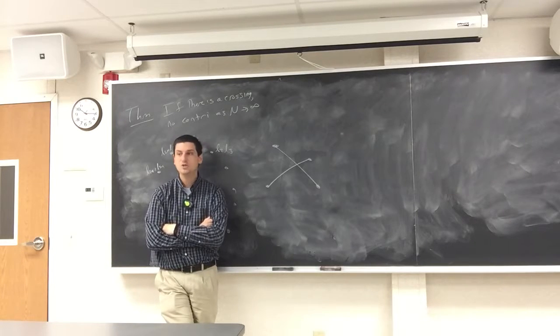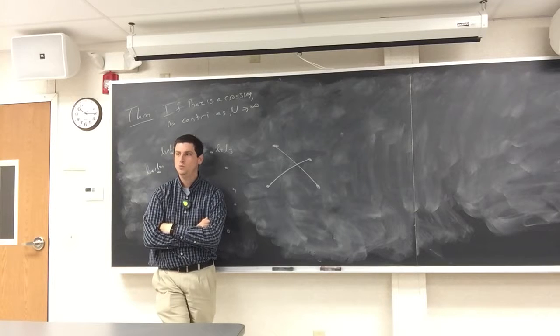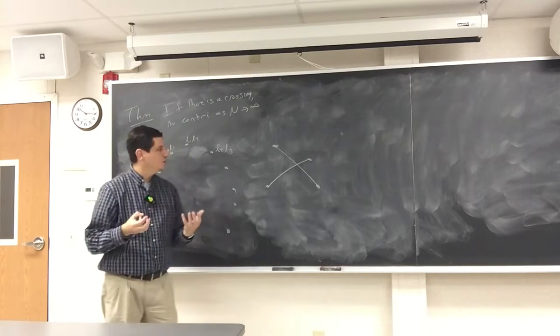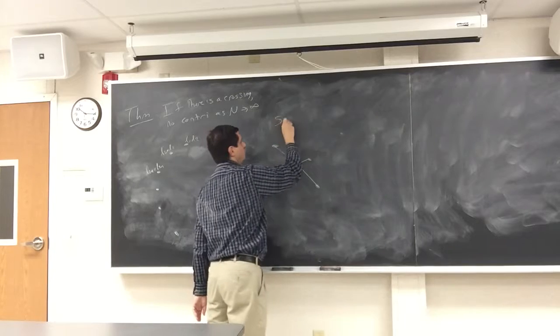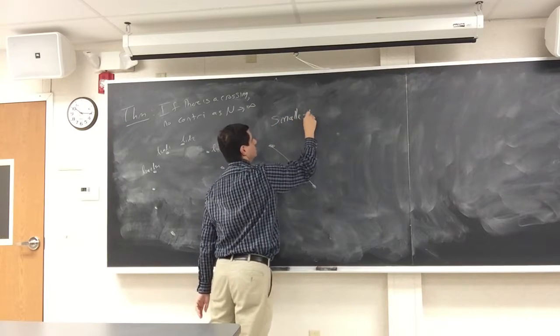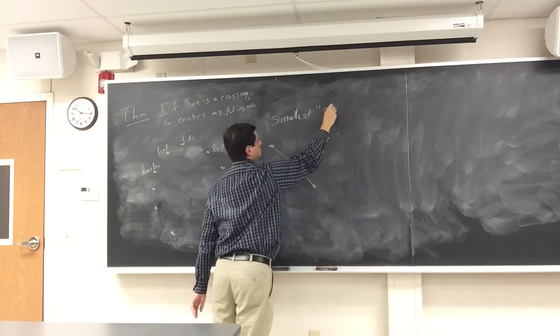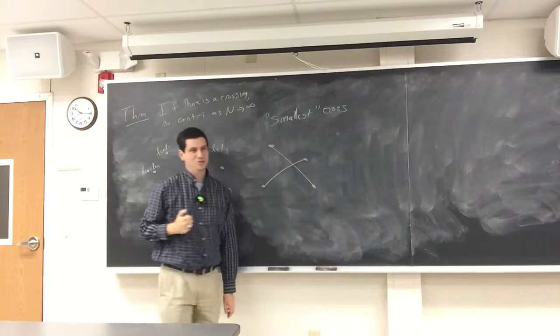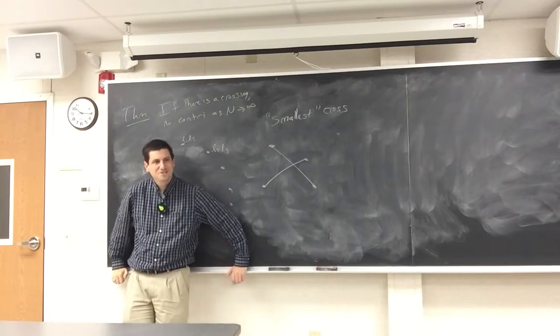So we could have multiple crosses. Which cross should we work with? Is there any way we could try to order the crosses or associate something to them? So let's look at this. So good. I like the idea of the smallest cross, but I will put it in quotes. So what do you mean by smallest cross?